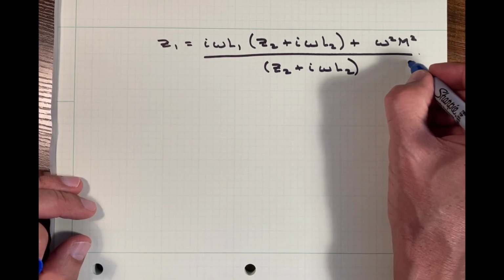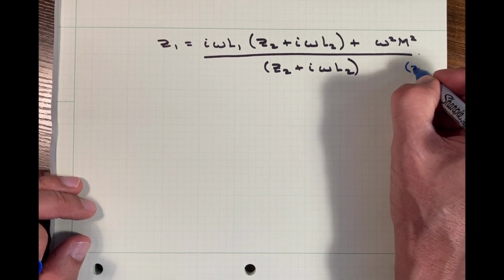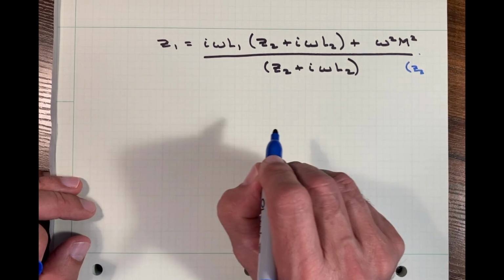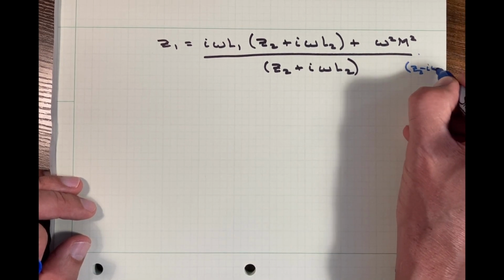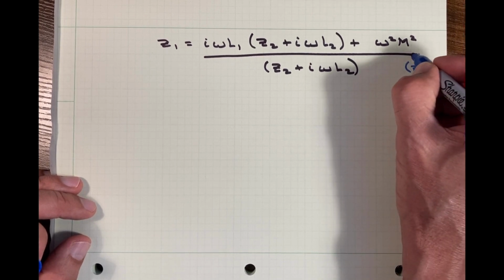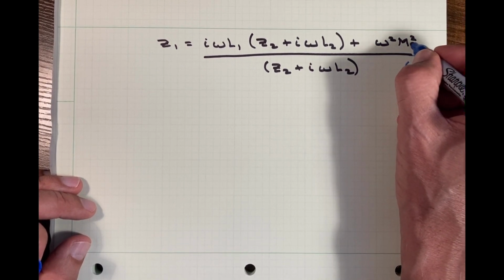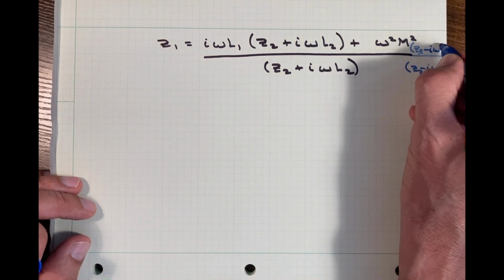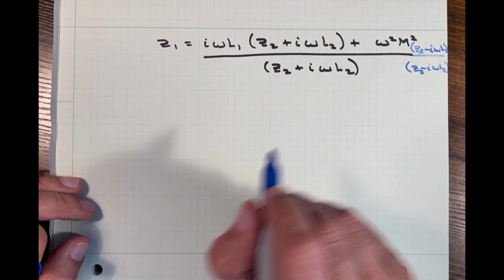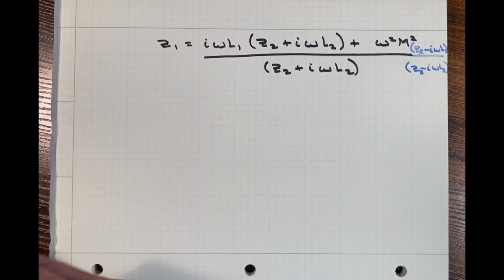And for that 1, we're going to write 1 in a funny way. Z2 minus i omega L2, and the same thing in the numerator, Z2 minus i omega L2. Run out of space there. So when we do that, something interesting happens.